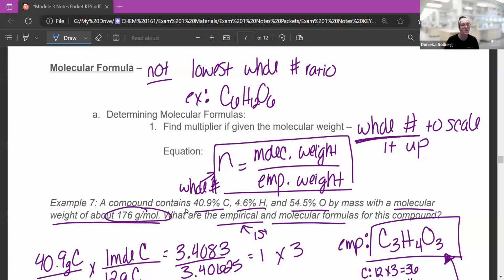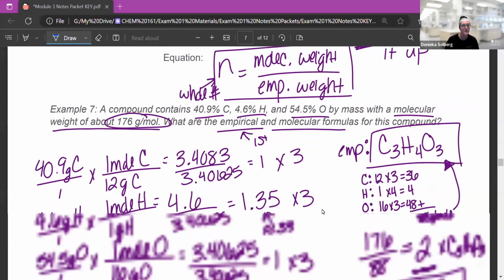I'm going to show you how this works. In example number 7, I've got a percent of this, percent of this, percent of this, which means I can find my empirical formula. And I give you the molecular weight, 176 grams per mole. I want you to find the empirical and the molecular formula. I recommend finding the empirical formula first. That is my preference. If you do molecular first, that's also fine. But I'm going to go through how to find your empirical and then your molecular.